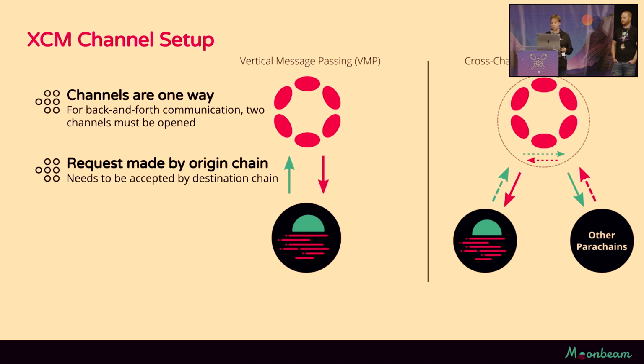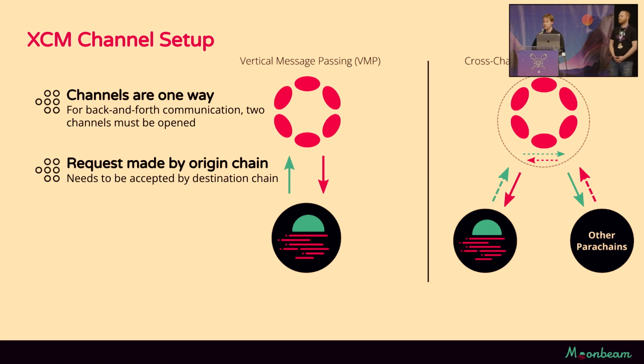And here we have an example. This is the new Polkadot logo at the top, right below vertical message passing. And vertical message passing is when you're passing messages between the Polkadot relay chain and a parachain. So we call it vertical, right, because the relay chain is at the top, and then you're passing down to a parachain. And then on the right, we have cross-chain message passing, or XCMP.